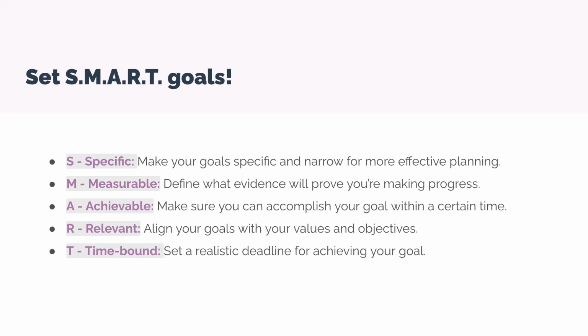Measurable: a SMART goal must have criteria for measuring progress. If there's no criteria, you will not be able to determine your progress and if you are on track to reach your goal. So you really need to make it measurable.